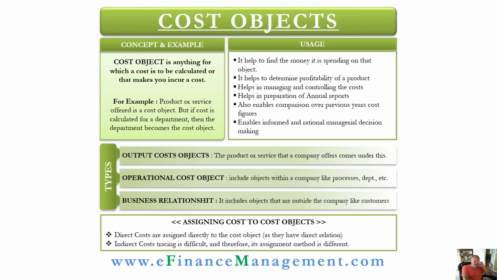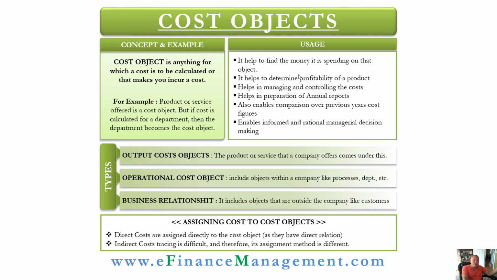And now let's come back, and I know this is a busy slide, but I want to walk through it. Again, some of it is repetitive, but these are foundational things. First thing is that concept and example. A cost object is anything for which a cost is to be calculated or makes you incur costs. Okay? I like to look at it, tie it back to revenue. Okay? How do you use it? Well, it helps to find where you're spending your money on that object.